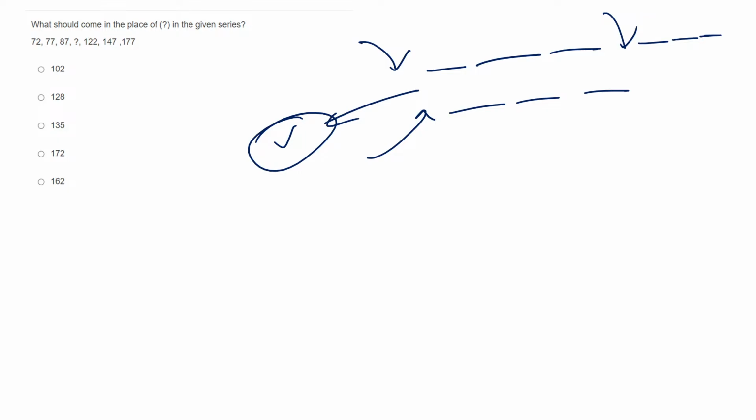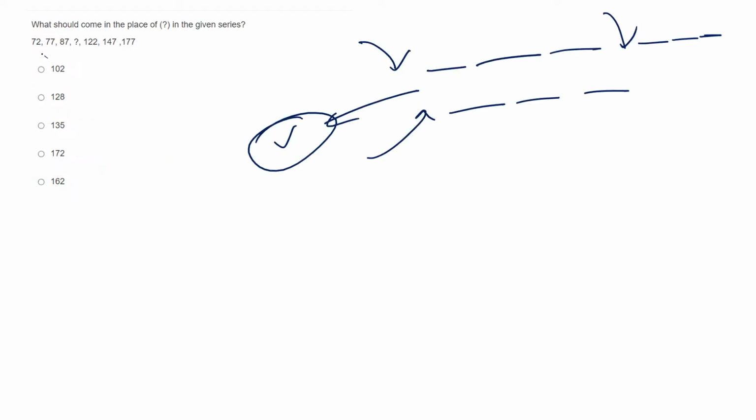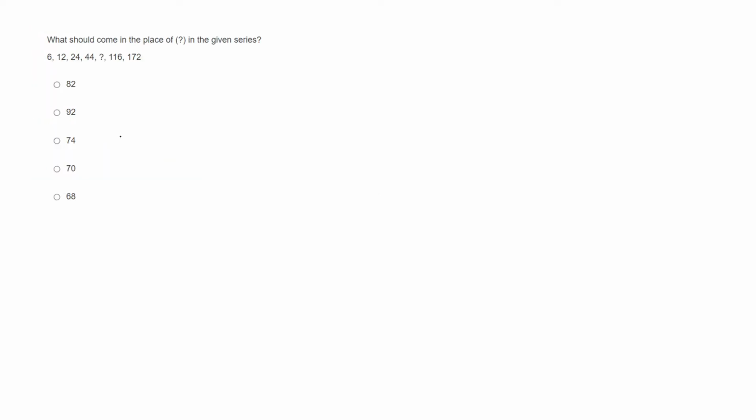Okay, let's solve this one for now. So guys, you may have observed the difference already. It's a very easy one. 5, 10, next 15, 20, 25, 30. So every time he is adding some multiple of 5 to get the next number. So it's going to be 5, 10, 15, 20, 25, 30 to get the next number. Solve this one fast.